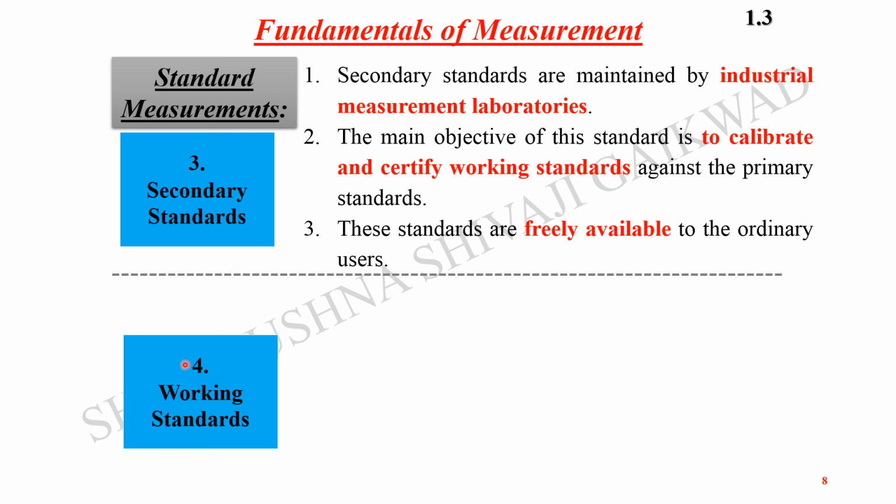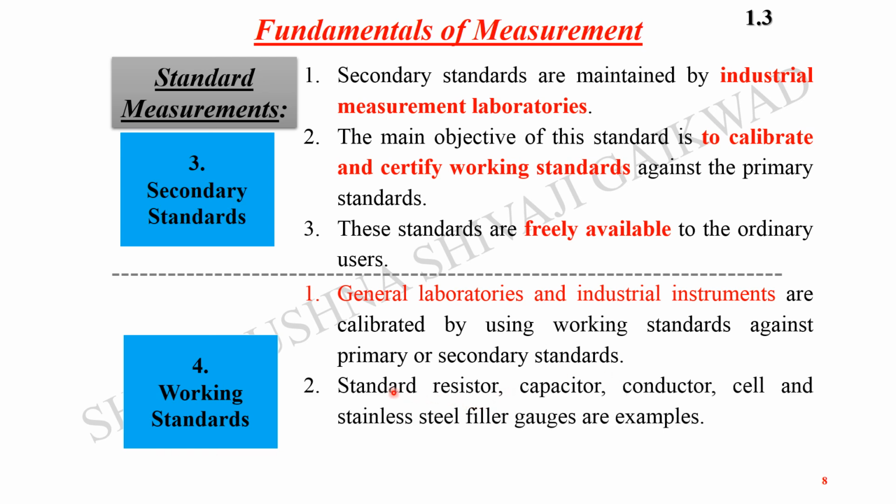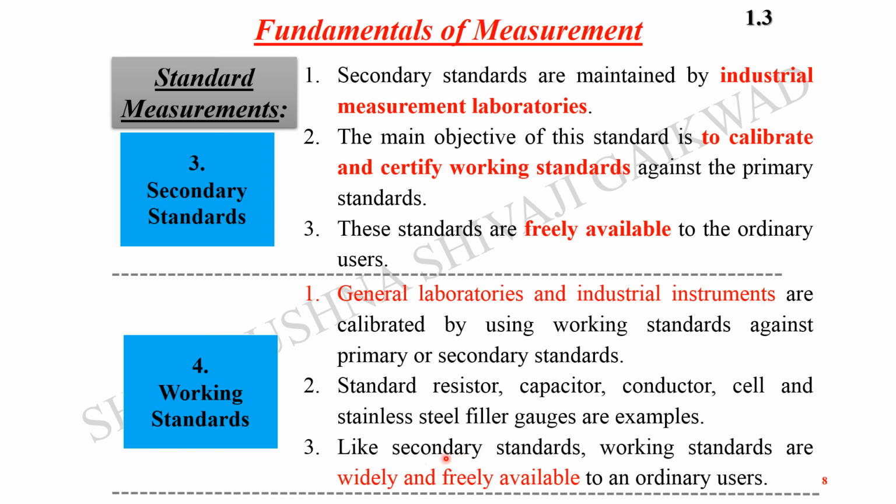And then the last are the working standards. General laboratories and industrial measurements are calibrated using the working standards against the primary or secondary standards. Something like a standard resistor, capacitor, conductor, cell, and stainless steel feeler gauges are examples of working standards. Like secondary standards, working standards are also widely and freely available to ordinary users. This is how these standards are categorized.